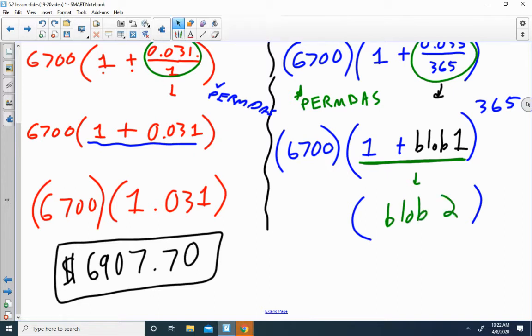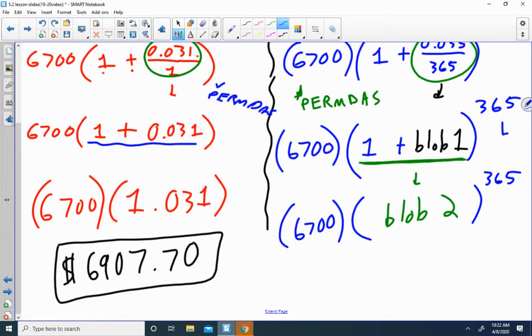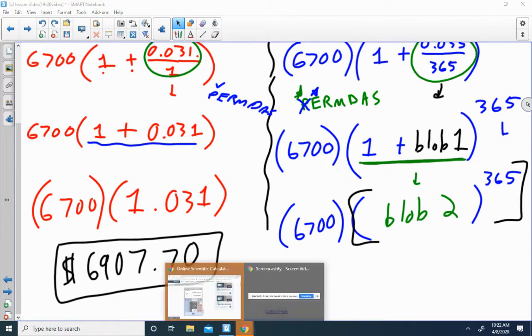Okay? I still got to multiply by 6,700, and I'm still raising to the power of 365. Okay, all the parentheses have been taken care of. Next order of business, exponents. So now I got to do blob 2 to the power of 365. Let's do that in the calculator.